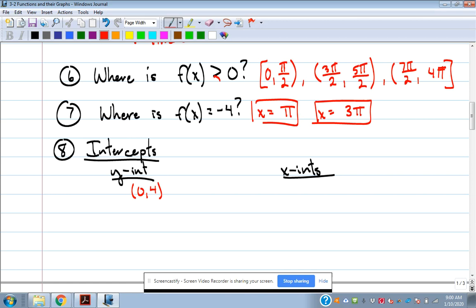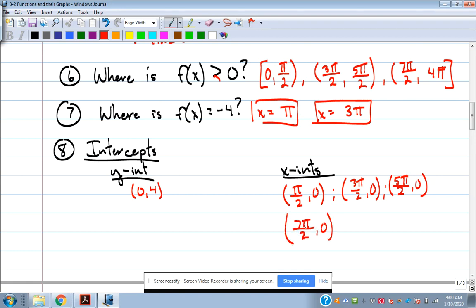X-intercepts. Where are the X-intercepts for this graph? Pi over 2, 0. 3 pi over 2, 0. 5 pi over 2, 0. And the last one is at 7 pi over 2, 0. So we're just looking at where this thing is crossing the x-axis to get our x-intercepts.